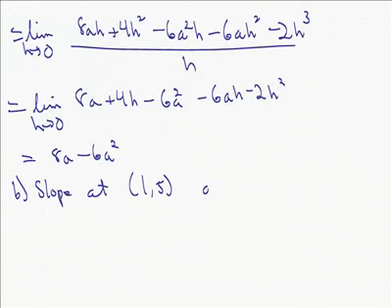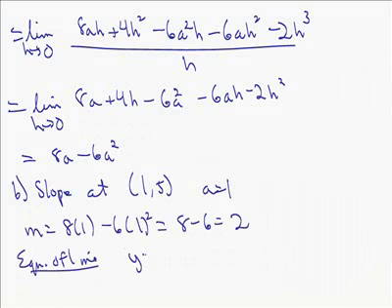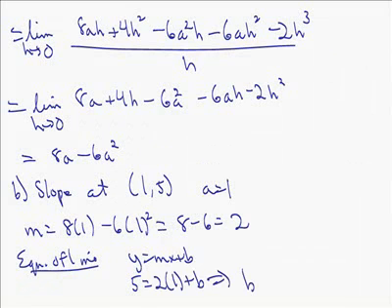Well, here, a is equal to 1. And so our slope is equal to 8 times 1 minus 6 times 1 squared. That's 8 minus 6, which is equal to 2. And so we have the slope there. We could find the equation of the line at that point by looking at y equals mx plus b. So y, which is 5, is equal to our slope, which is 2, times x, which is 1, plus b. That means that b has to equal 3.